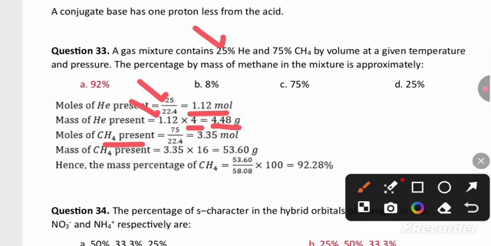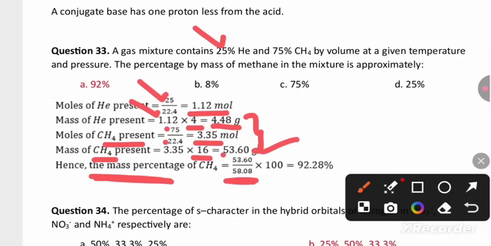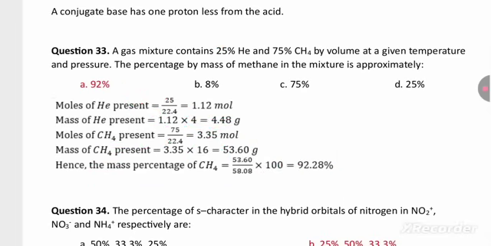Similarly, for methane, the percentage is 75 divided by the volume of 1 mole, 22.4, and you will get 3.35 moles. Now methane molar mass is 16. When you multiply, you will get 53.60. So when you add 53.60 and 4.48, the masses of methane and helium, you will get 58.08. If you want to find the mass percentage of methane, the mass of methane 53.60 divided by the overall mass of methane and helium 58.08, times 100, you will get 92.28%. Like this you can calculate.